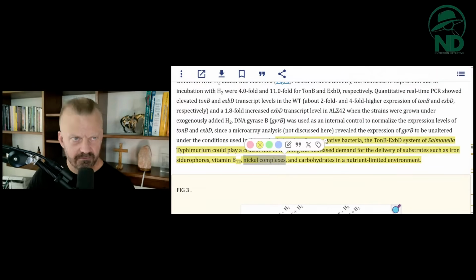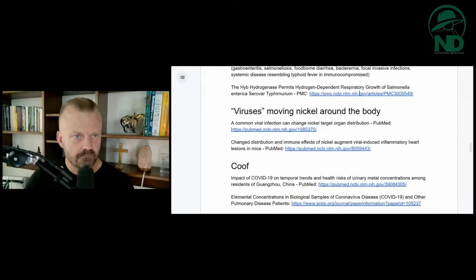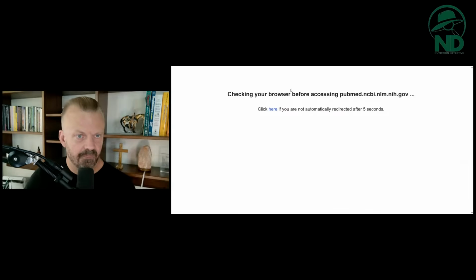Now, these were interesting. Let me get into the viruses, the virus section. Okay. So these were very interesting. They were done by the same authors, these two papers, several years apart.